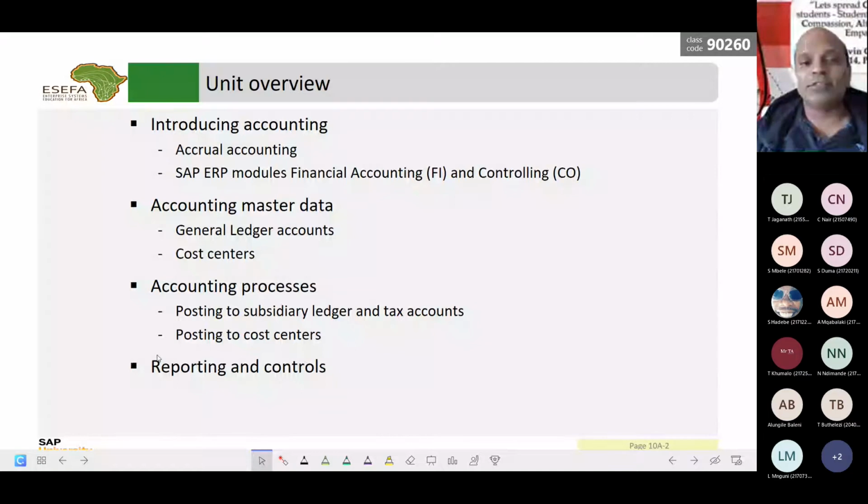So some of the accounting processes: how do you post to a ledger, the tax accounts, the VAT accounts, posting to a cost center? Believe it or not, at DUT, we have a cost center.